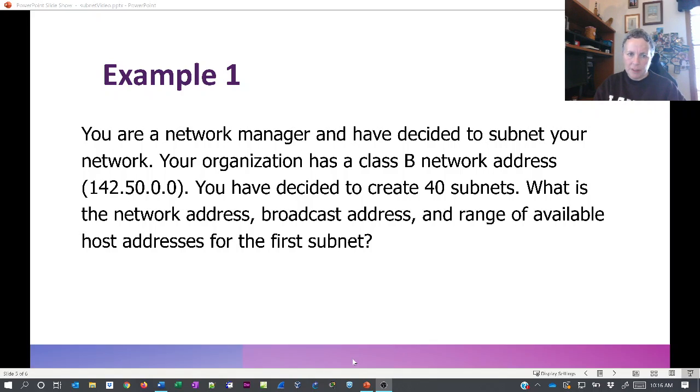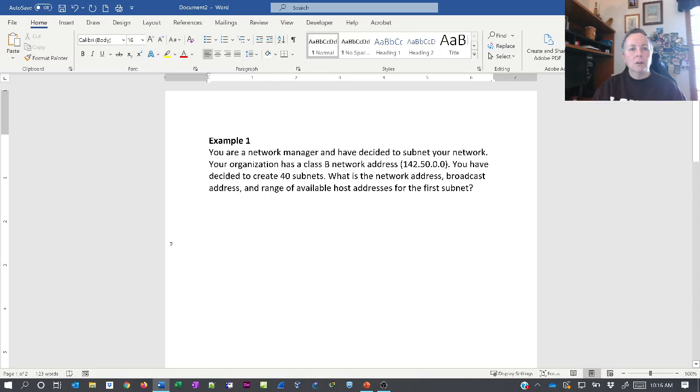So we want to identify the network address, broadcast address, and range of available host addresses for all of the subnets, but we'll work with the first subnet. So again, we have the 142.50. So my first two octets, and just for abbreviating this discussion, I'm just going to leave those first two octets, since they're set, in decimal. I could convert those to binary and then convert them back to decimal.